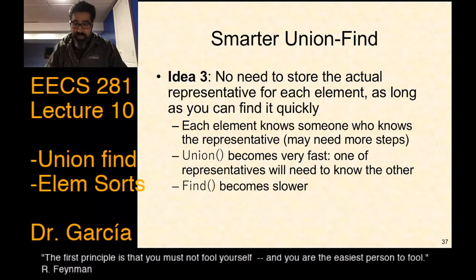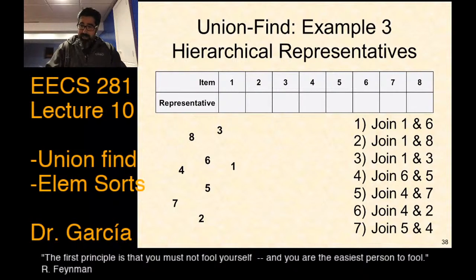All right, let's look at an example of this. So the first few joins here are going to look quite similar. Let me write out 1, 2, 3, 4, 5, 6, 7, 8. The first few joins are going to look quite similar to the previous approach, right? Joining 1 and 6 means that now 1 is a representative for 6. Join 1 and 8 means 1 is a representative. Then 1 and 3 means 1 is the representative.